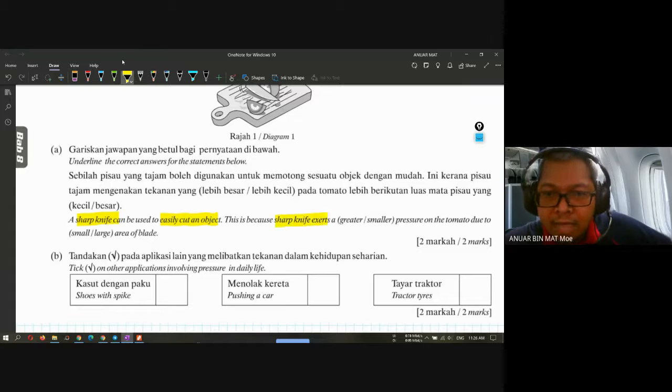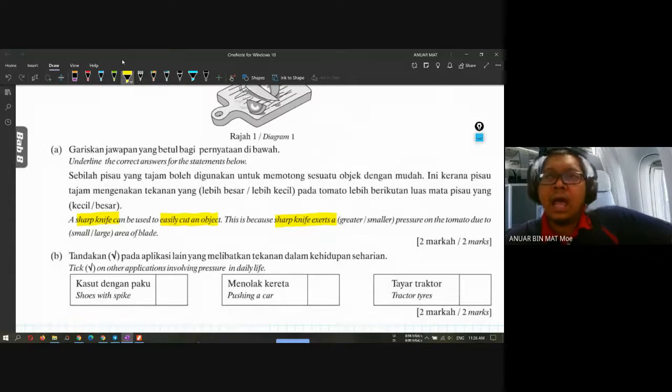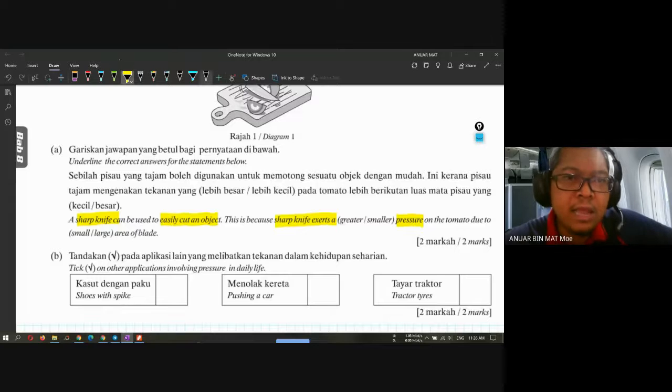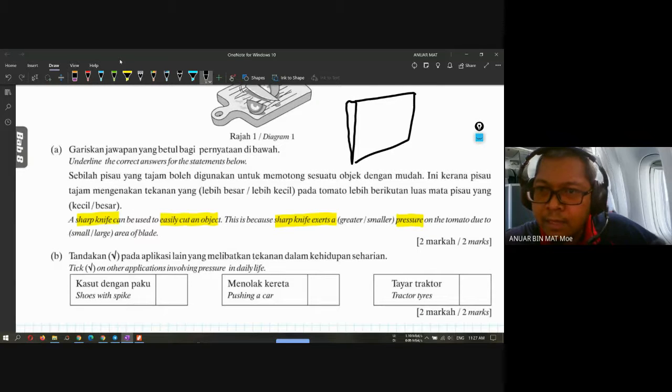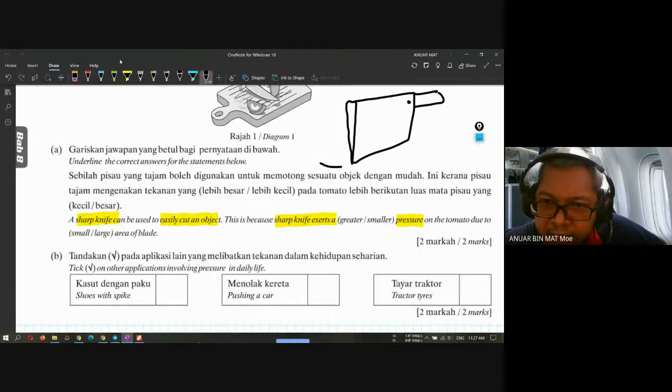Because the sharp knife exerts small pressure or greater pressure. Okay, if you can see the knife, if I draw the cross section of the knife, it's like this. Okay, this is the knife, for example. So the knife has smaller or bigger surface area here? Surface area here. Yes, very good.